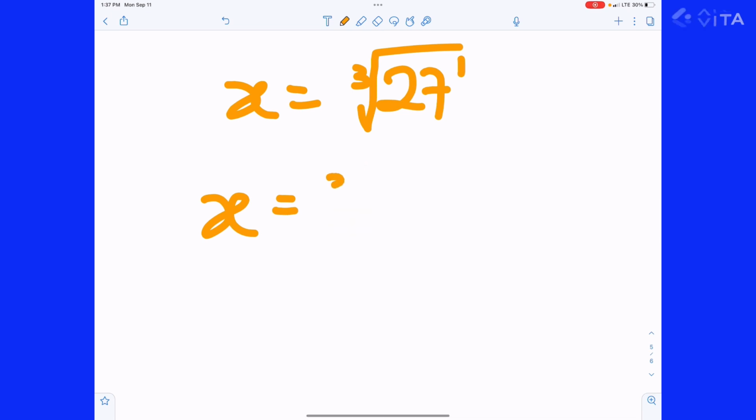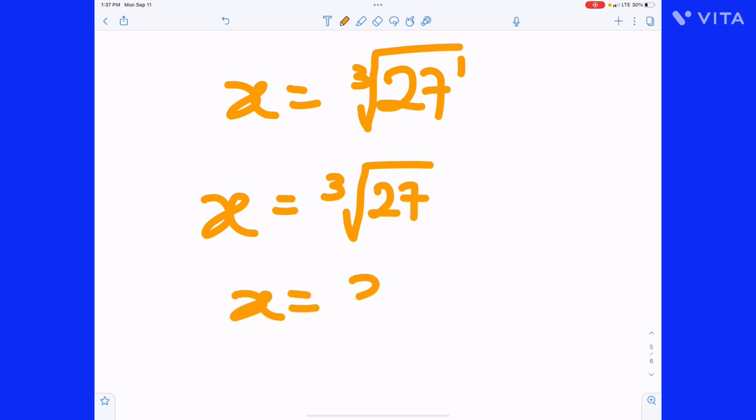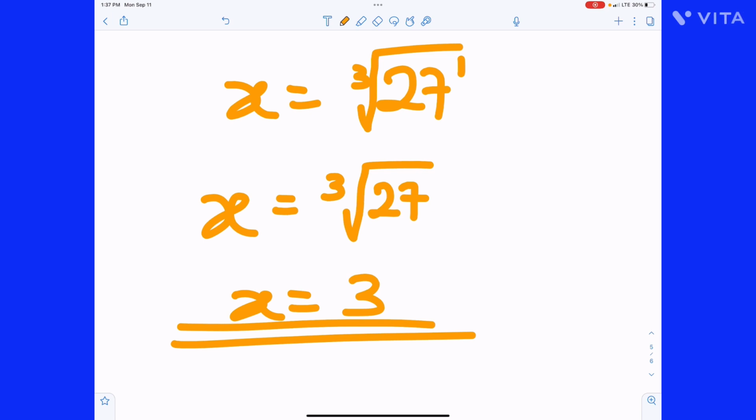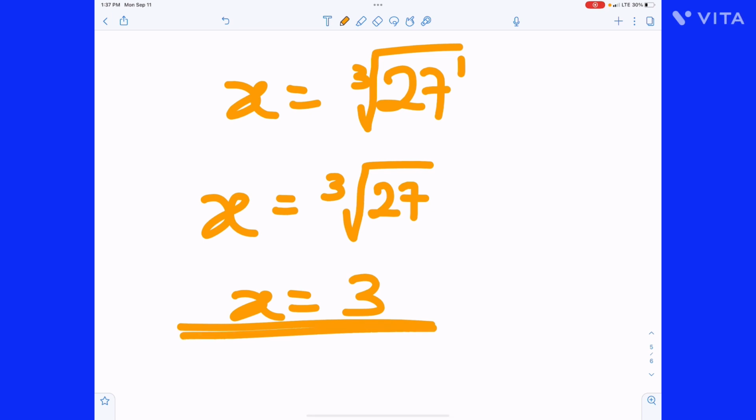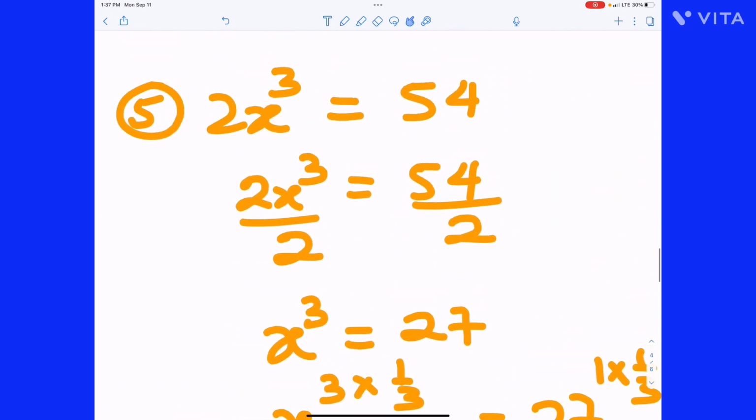Okay, let's do it this way. 27 raised to power 1 is 27. What's the cube root of 27? 3. So x is equal to 3 is our answer. Number 6.